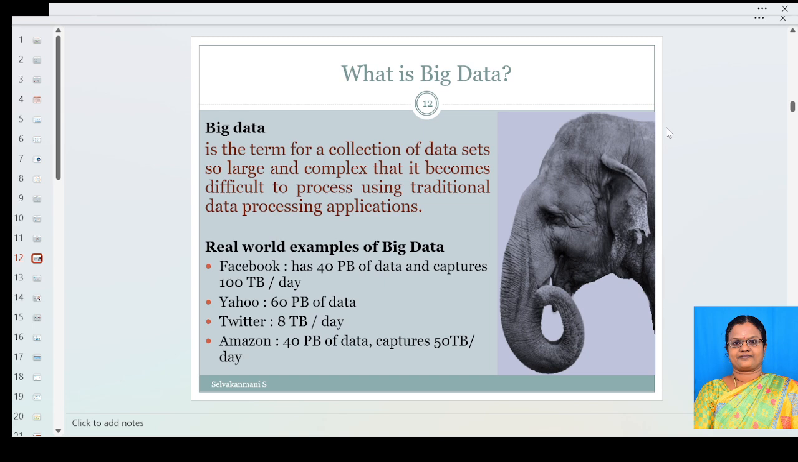Some real world examples of big data: Twitter produces 8 terabytes of information per day, and Amazon, the biggest online giant, produces 40 petabytes of data and captures 50 terabytes of information per day from the users.